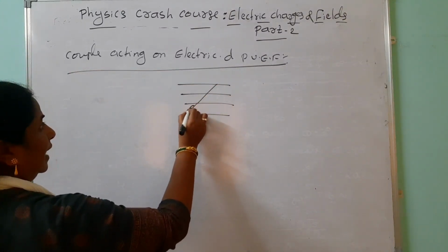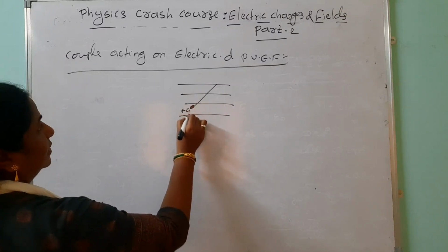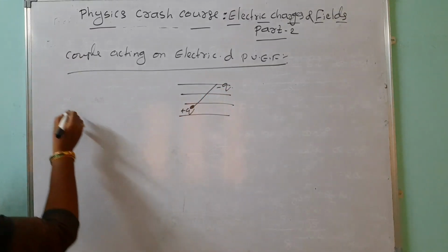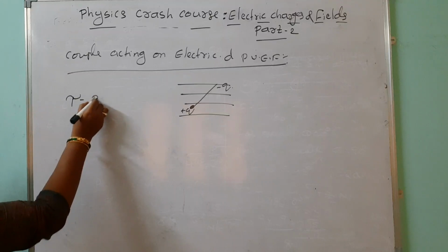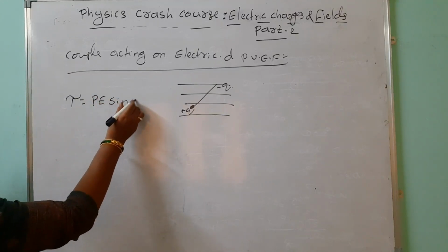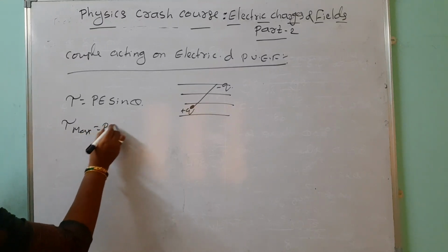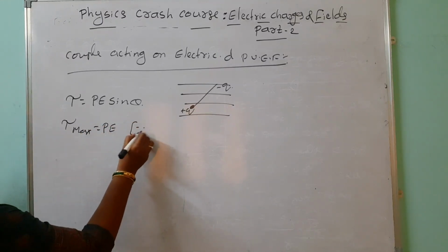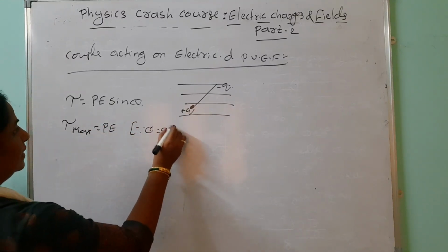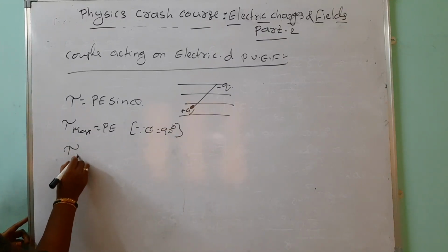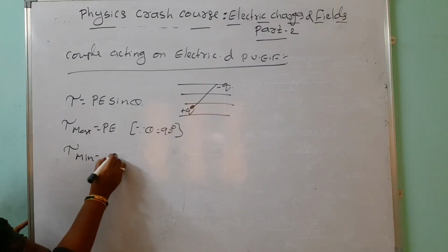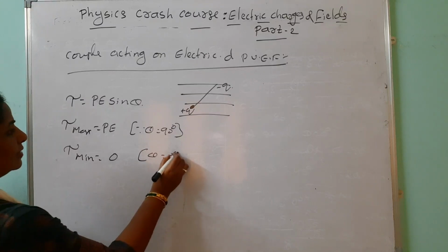We are taking one dipole. One is the positive charge, another one is the negative charge. Here torque tau equals PE sin theta. Tau maximum equals how much? PE, when theta equals 90 degrees. Like that, tau minimum equals how much? That is 0 when theta equals 0.